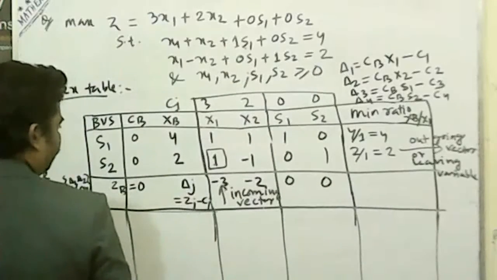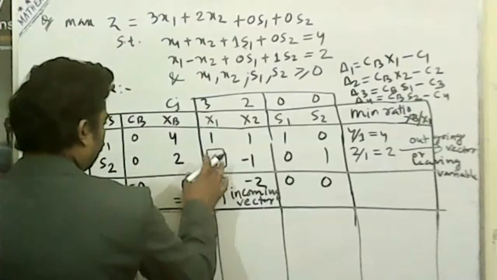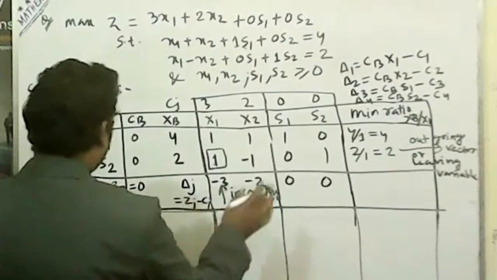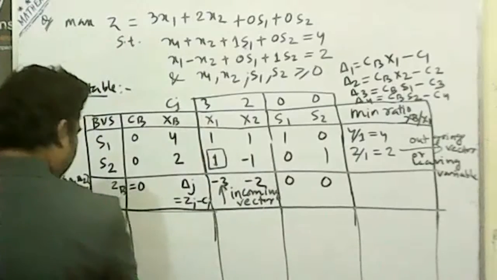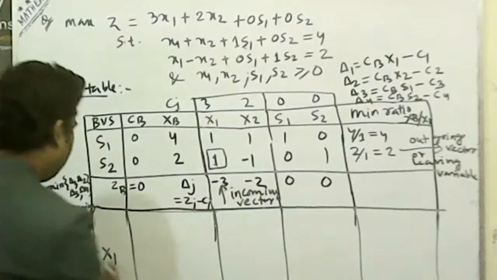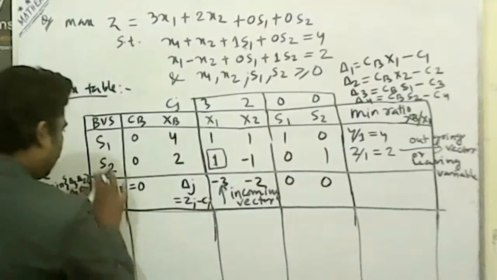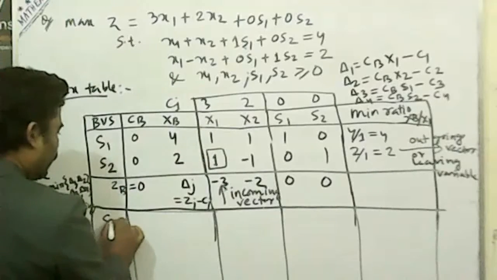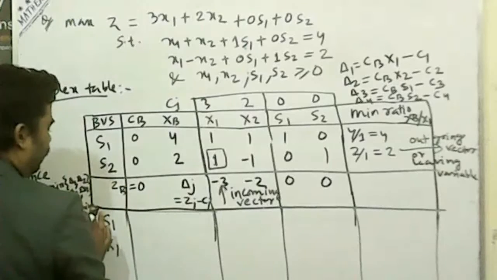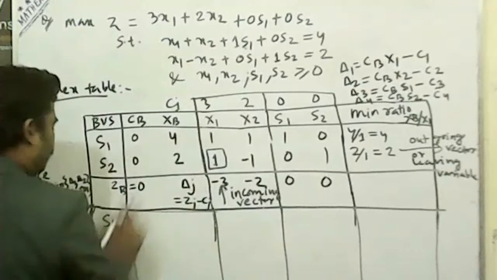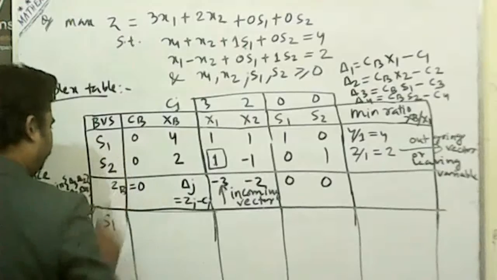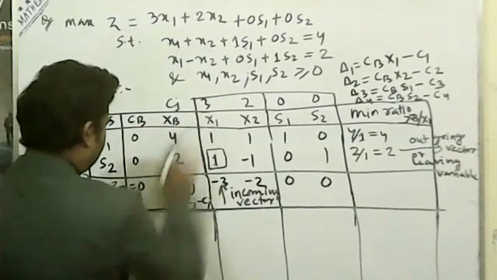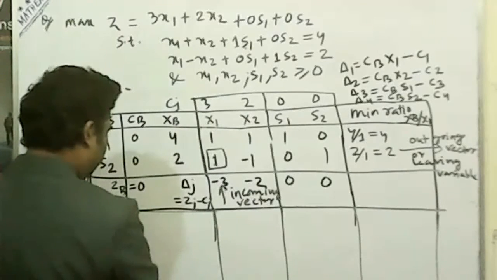Now here, 1 is already done. That is the leaving, and X1 is entering. In the place of S2, X1 is entering, but S1 remains. Now the coefficient of X1 is 3, you have to write that, and the other is 0.